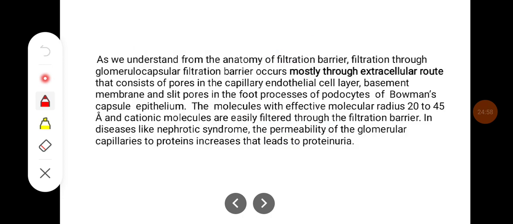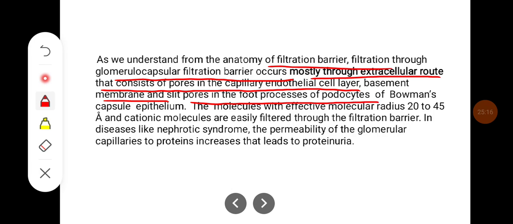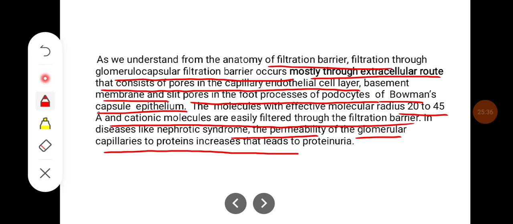As we understand from the anatomy of the filtration barrier, filtration through the glomerulocapsular filtration barrier occurs mostly through the extracellular route that consists of pores in the capillary endothelial cell layer, basement membrane, and slit pores in the foot processes of podocytes of the Bowman's capsule epithelium. Molecules with an effective molecular radius of 20 to 40 angstroms and cationic molecules are easily filtered through the filtration barrier. In diseases like nephrotic syndrome, the permeability of the glomerular capillaries to protein increases, and that leads to proteinuria.